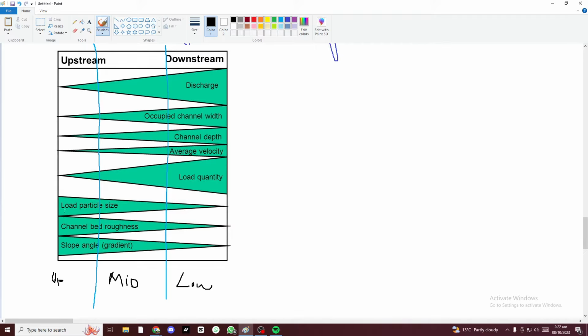And then the load particle size is also greatest. This is because it's in mountains, lots of velocity, lots of power in the water. Middle course is just an average between everything.